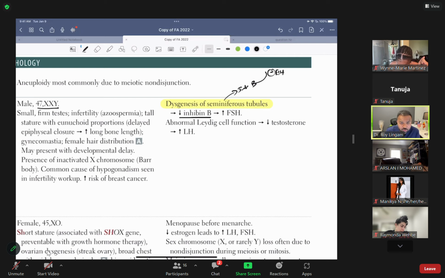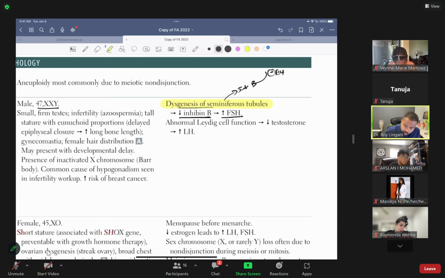Is that clear, folks? Now, when you have a dysgenesis, that means you're not getting a negative feedback. Decreased inhibin B will increase the FSH. FSH is going to keep stimulating because they are not getting inhibin B. So that's number one. Is everybody clear, folks?